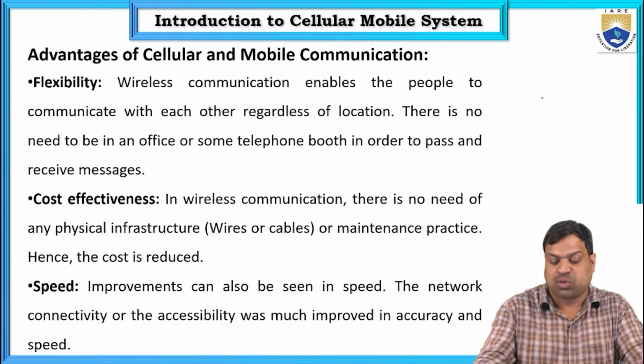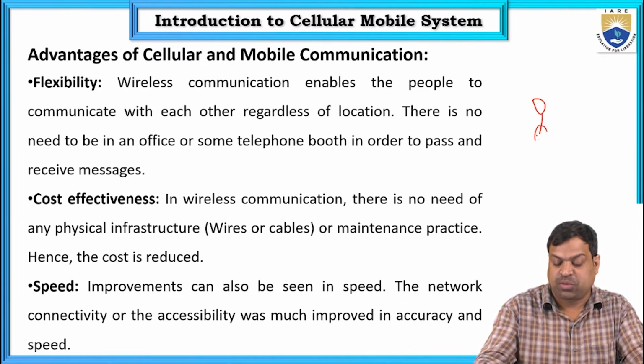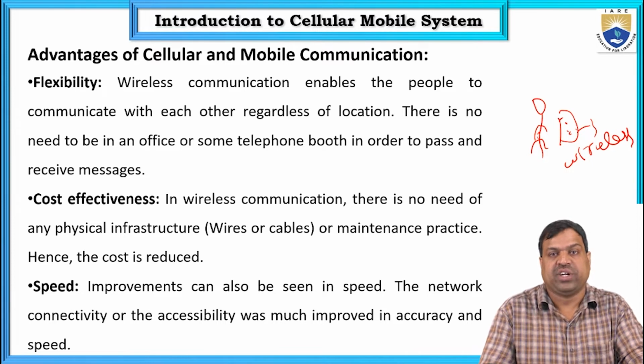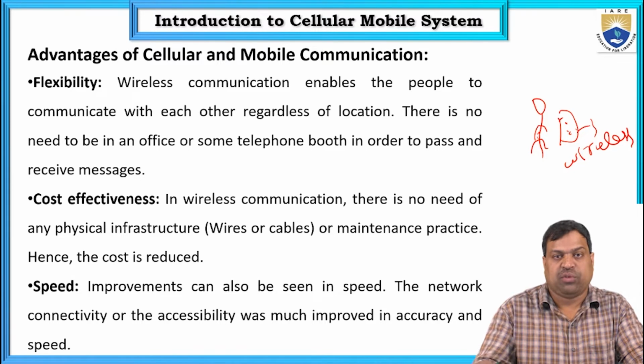But in wireless communication, wherever the person is, anywhere in the country, if we have mobile phones, communication is possible through the wireless. So that is the main advantage of cellular communication. That is flexibility. There is no need of any landline phones or wired communication. If the mobile phone is there, wherever the person is in the world, it will be communicated. There is no limitation to communicate.